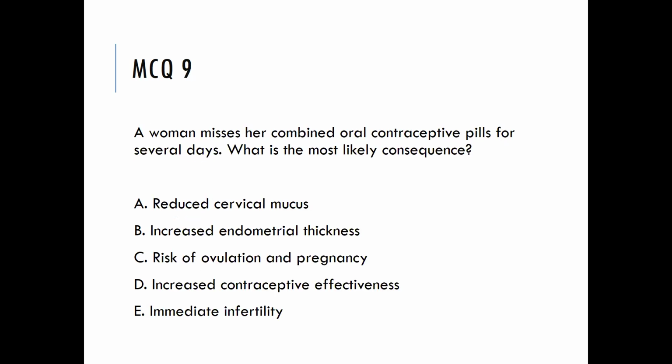Question number 9 is, a woman misses her combined oral contraceptive pills for several days. What is the most likely consequence? Option A, reduced cervical mucus. Option B, increased endometrial thickness. Option C, risk of ovulation and pregnancy. Option D, increased contraceptive effectiveness. Option E, immediate infertility. C. Yes, option C is the right answer.